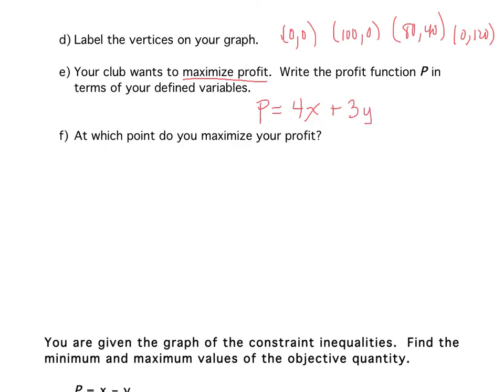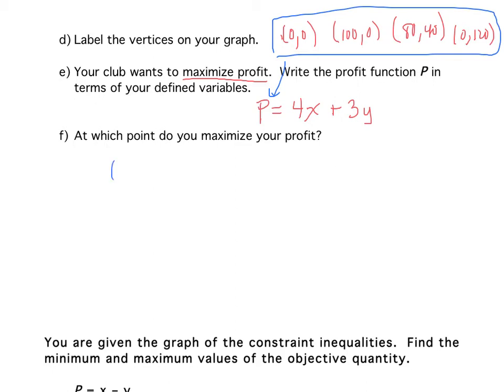So that's our profit, or eventually we're going to call that our objective function. The objective of this is to find our maximum profit. So at which point do you maximize your profit? Well, what we do is we take the vertices, which we have up here, and we plug them all into this and figure out which one comes up with the biggest P value.